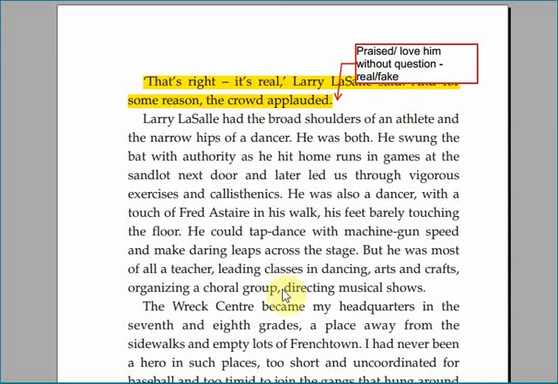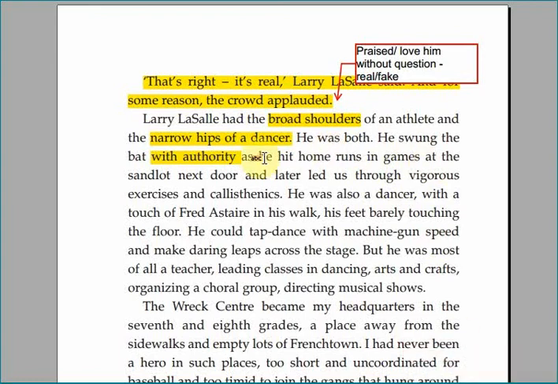Now, they describe Larry Lasalle in a little bit more detail here. So they talk about him having the broad shoulders of an athlete and the narrow hips of a dancer. He was both. So consistently you have the idea that he's got broad shoulders, so we know that he's strong, but he's got narrow hips of a dancer, so we know that he's graceful. He's able to swing a bat with authority, so he has authority both on the baseball field and over these children. He is able to tell them how to behave, and they behave in the way that he wants them to because they respect him so much.